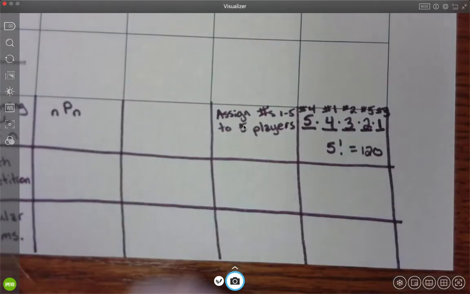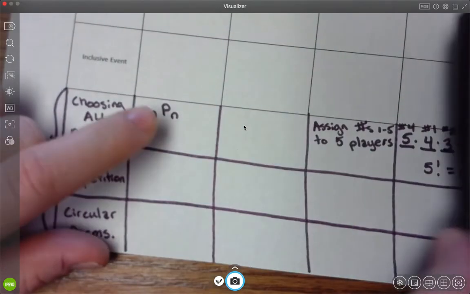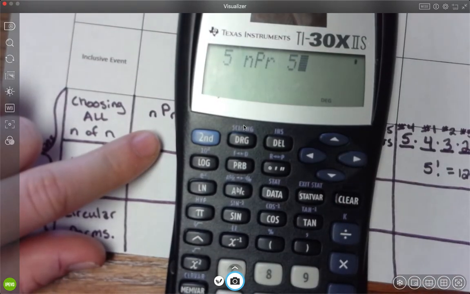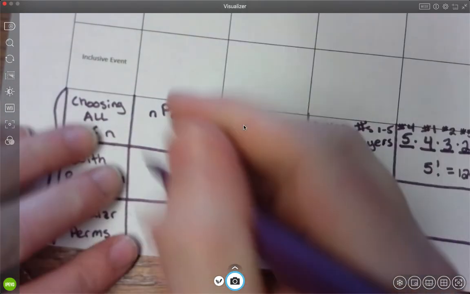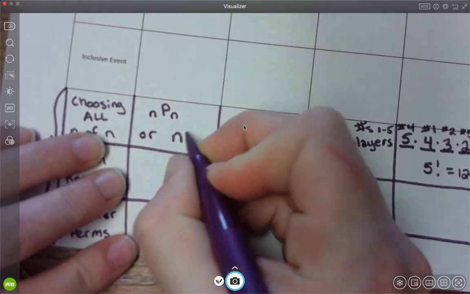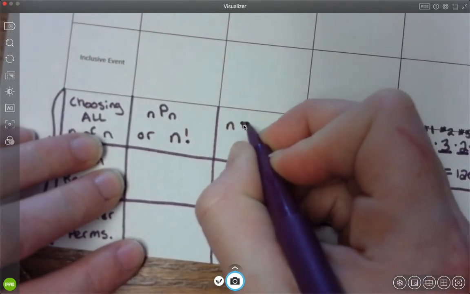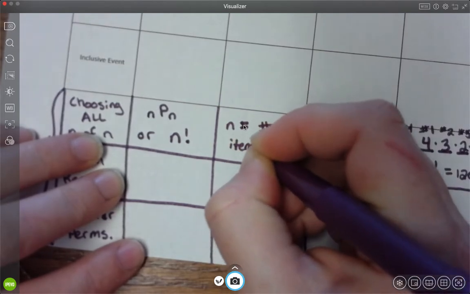I could have also, instead of doing 5 factorial, done 5P5 because I'm choosing all 5 players, and it would give me 120 as well. So that's another way of doing that. So I'll put or n factorial, where n equals the number of items or people.